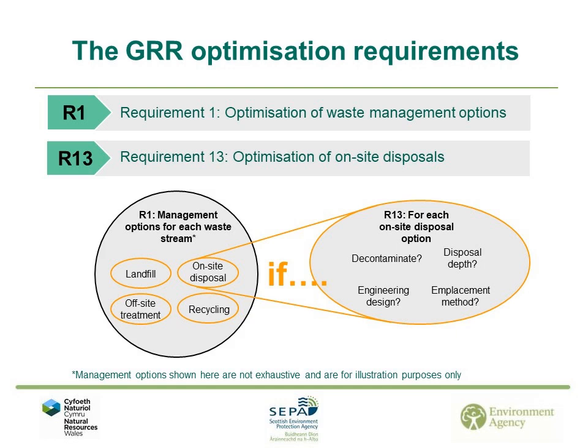For R1, what is the best option for each radioactive waste stream and area of contamination? And for R13, if on-site disposal is selected under R1, how best should the waste be disposed on-site, or in the case of contamination, be managed on the site? For clarity, R13 is only relevant if the waste management option selected under R1 is for on-site management. The next few slides discuss requirements R1 and R13 in more detail.